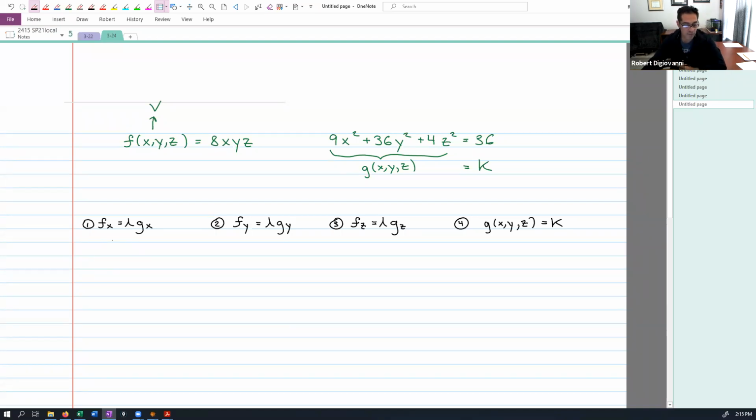All right, so the partial of f with respect to x is just 8yz. Lambda partial of g with respect to x is just 18x. All right, second one, partial of f with respect to y is 8xz equals lambda partial of g with respect to y is 72y. Partial of f with respect to z is 8xy equals lambda partial of g with respect to z is 8z. And then our constraint.